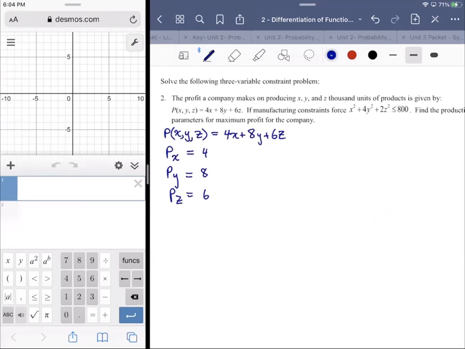Then the other component is the constraint function, x squared plus 4y squared plus 2z squared is less than or equal to 800. But just like we talked about with the conic sections, it was definitely last class, we talked about that. It really was with the idea that there's a boundary in there somewhere.